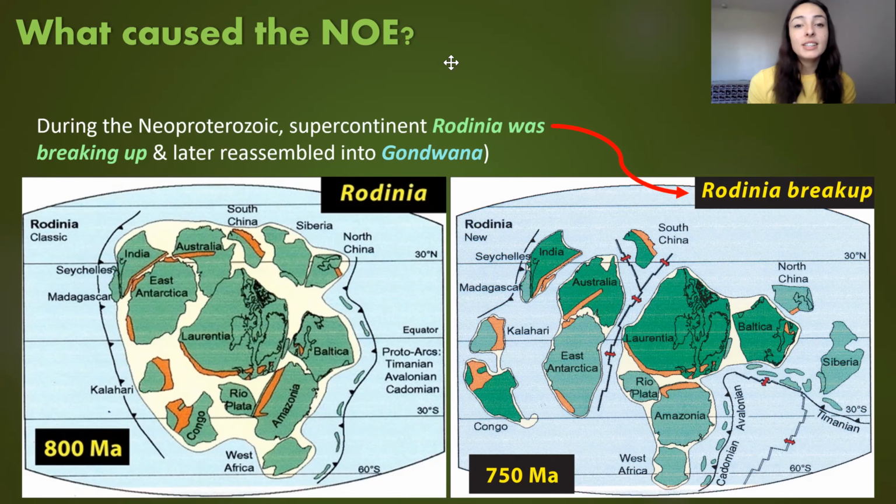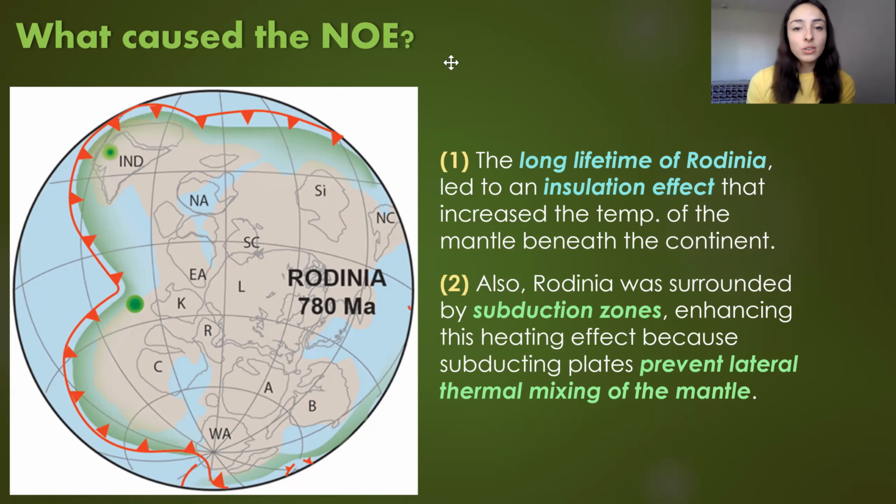Rodinia was a supercontinent which formed around 1 billion years ago and started breaking up around 750 million years ago, right around the time of this oxidation. And this breakup of continents, in addition to the reassembly into Gondwana later down the road, contributed to the increased silicate weathering during this time and the oxygenation. But that was likely not the only way that the Rodinia supercontinent contributed to causing the NOE.